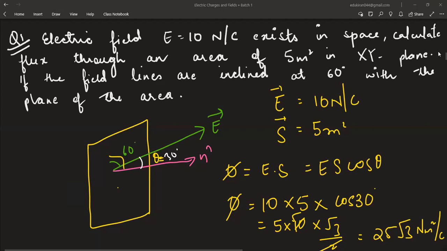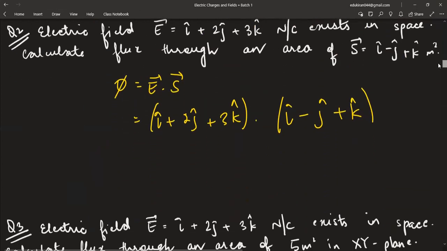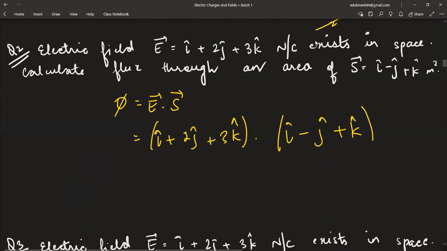See, now the next question. Here we have the electric field given, and it exists. The electric field is given as i cap plus 2j cap plus 3k cap, and the surface area is also given as i cap minus j cap plus k cap.